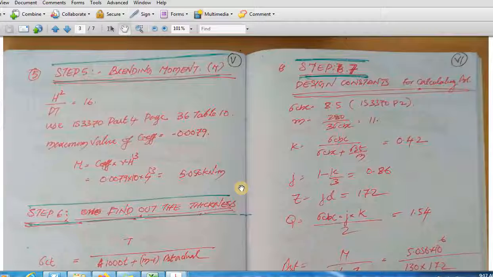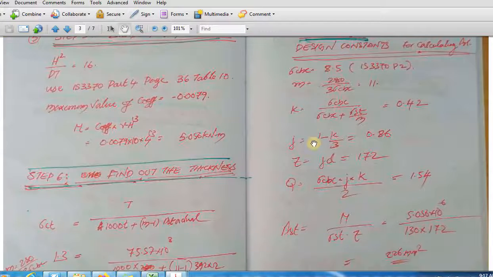So let us find out step number 7, because this design constants we need to find out. Why? Because we need to find out the area of steel for this one. Area of steel is nothing but M divided by sigma st into z actually. So let us find out all these things.